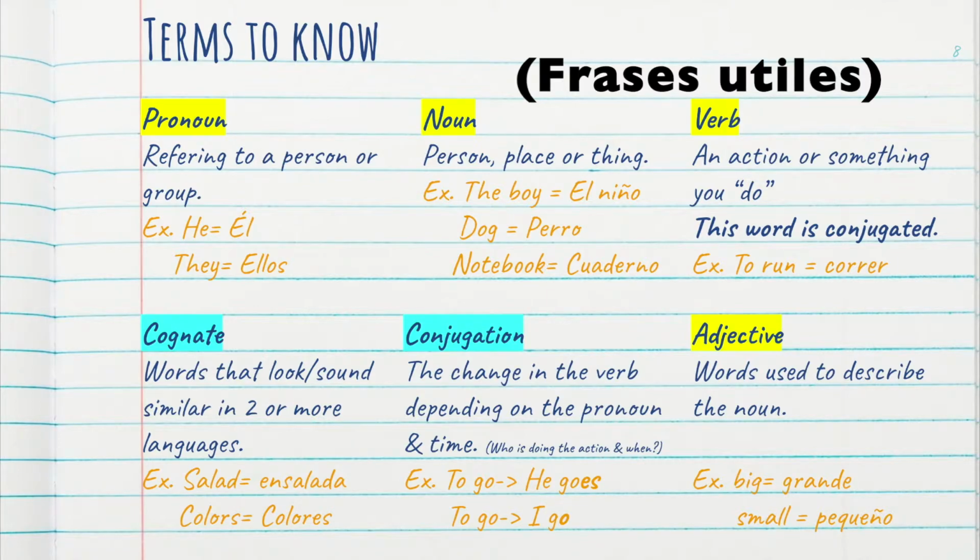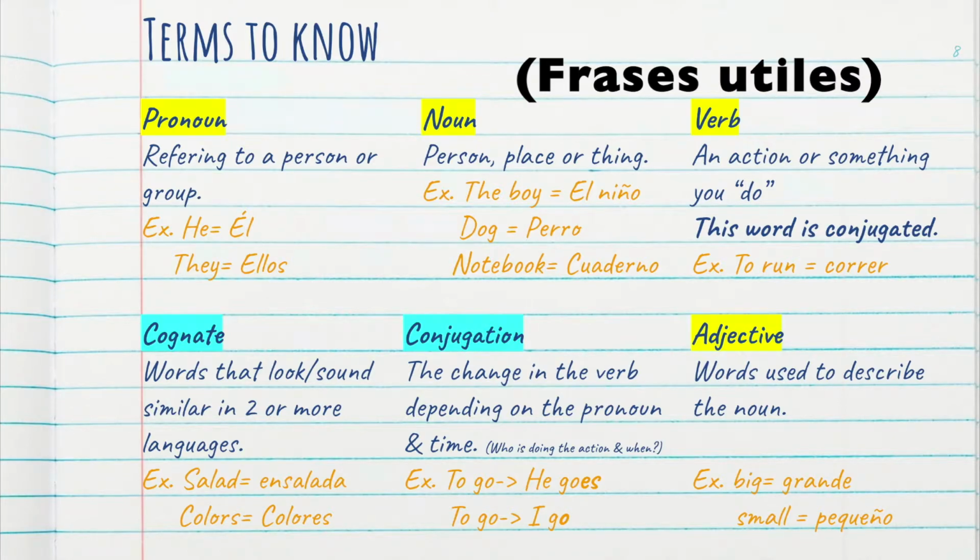So if I'm saying yesterday I went, I didn't say yesterday I go, right? Because went is the appropriate one for the past tense. Yesterday he went, not yesterday he goes, right? So that is the same thing in Spanish. It also changes depending on who is doing the action and when that action is happening. Those are 2 important terms for you to know this time around.